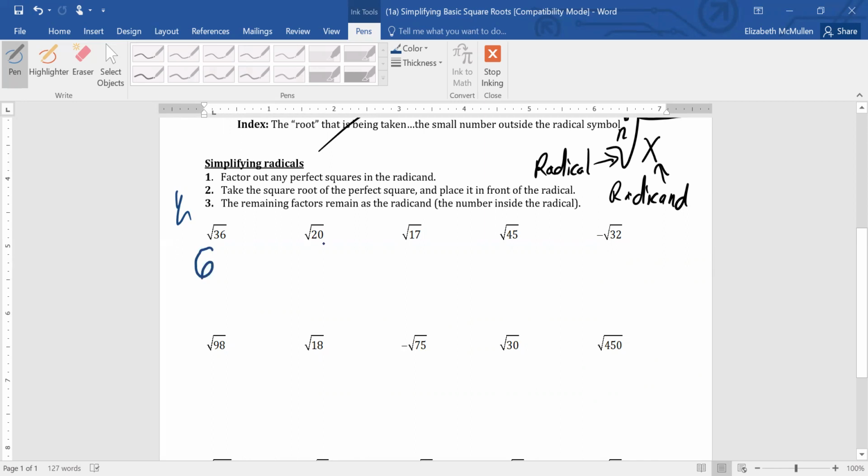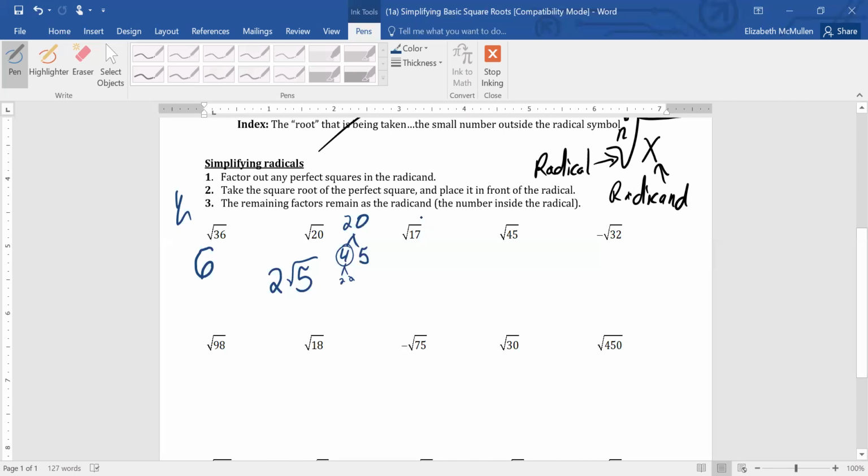All right, now we've got 20. 20 isn't a perfect square. But if we break this down, we know that 20 breaks down into 4 and 5. Well, 4 here is a perfect square. We know that it's 2 times 2. So we're going to take the 2 out because that's the square root of 4. And this 5, that doesn't break down any further, is going to stay in.